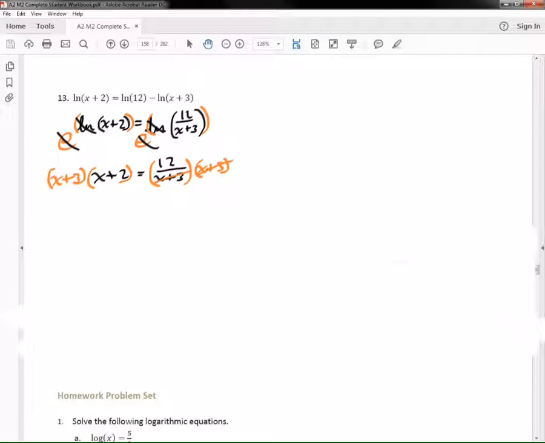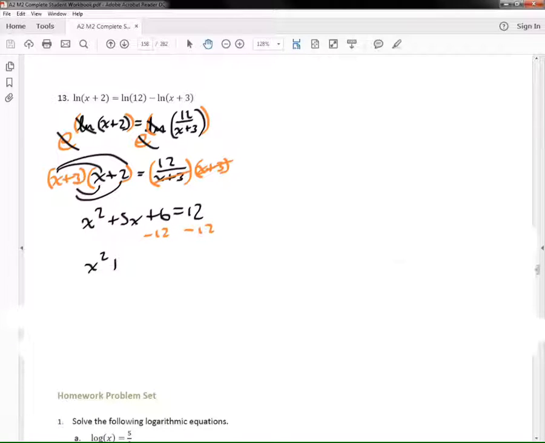We're going to go x times x, which is x squared, and then x times 2, which is 2x, and then we have 3x, so that's going to be 5x. And then the last one is going to be 6. So we have 6 equals 12. Quadratics must equal 0 in order for you to find the answer. So we need to subtract 12 from both sides. So I subtract 12 from both sides. Subtract 12, subtract 12. Let's see what we got.